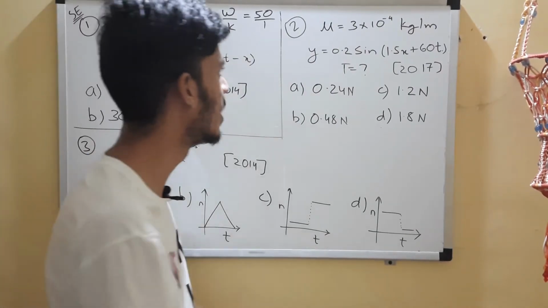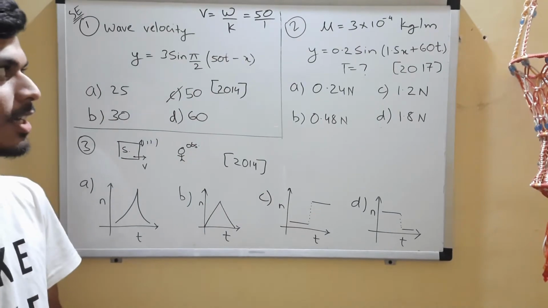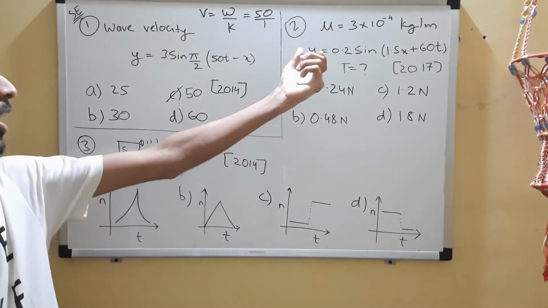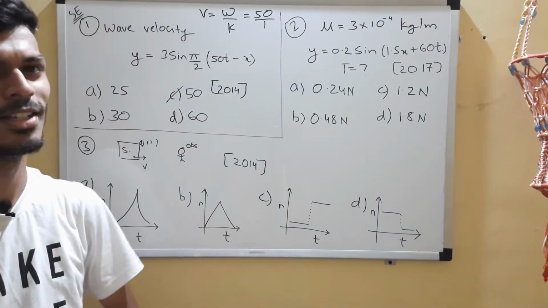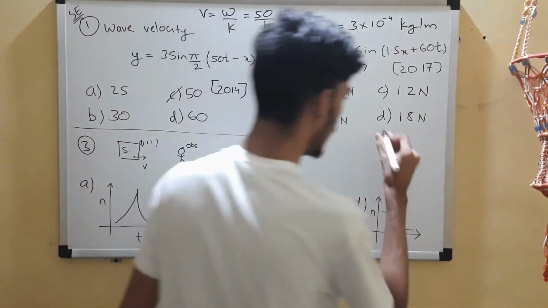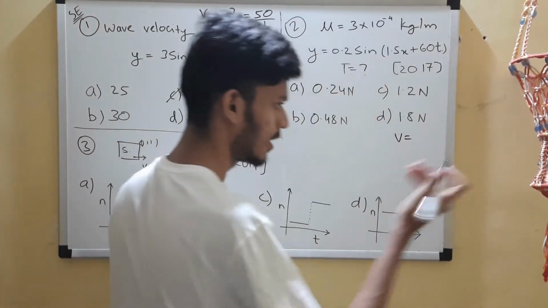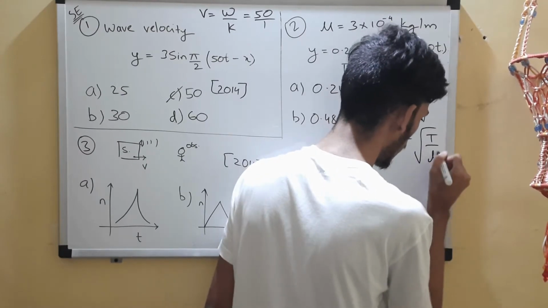Let's come to question 2 now. Question 2 has given you mu. Mu is the linear mass density of a stretched string. Okay, the equation of the wave on that stretched string is also given. You are supposed to find the tension. Again, a formula based question, okay, because we know that on a stretched string, the velocity of a wave v equals under root T by mu, right?